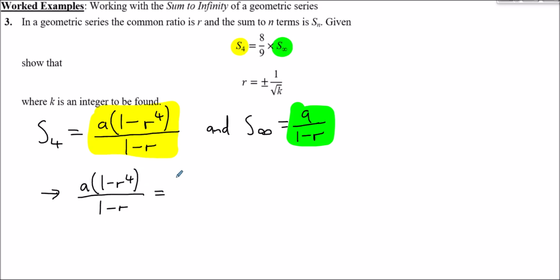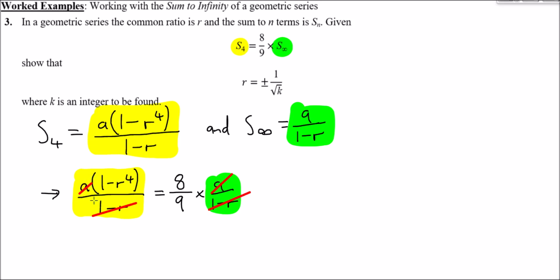So it'll equal 8/9 of a over 1 minus r. Now, if you look here, there's quite a lot of cancellation we can do, which is obviously beneficial to us. So we've got an a at the top of both. That means we can divide through by a. And because there's 1 minus r at the bottom of each fraction, we can multiply through by 1 minus r. Another way of thinking about it is we can just divide the whole thing through by a over 1 minus r.